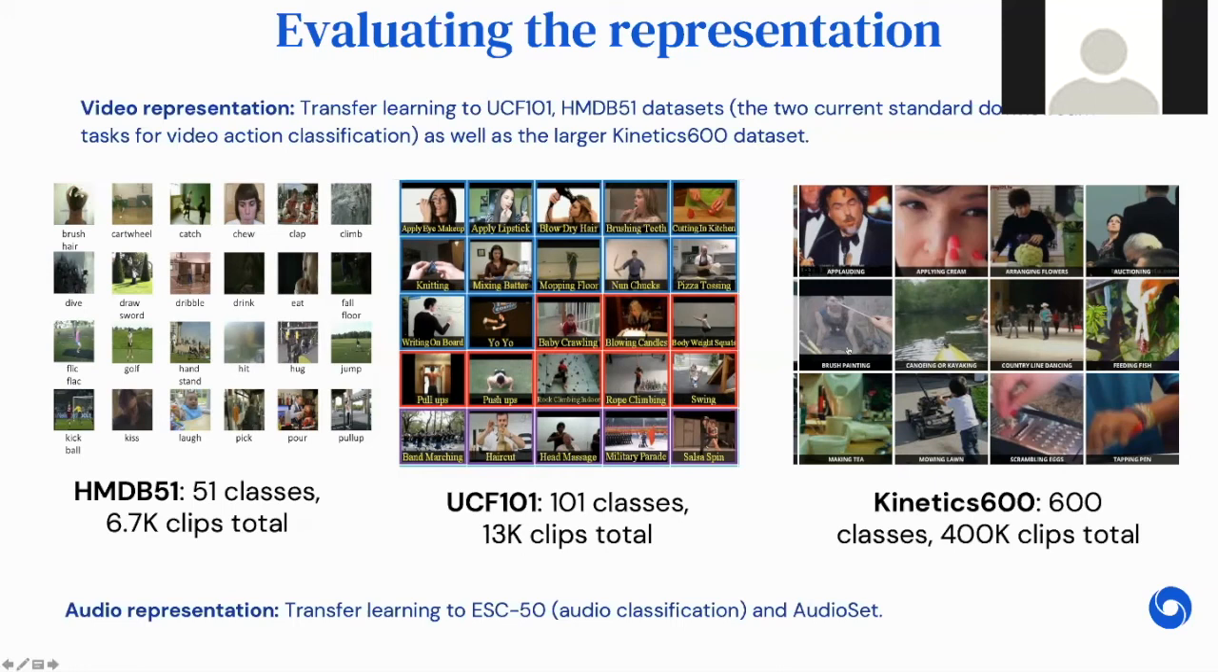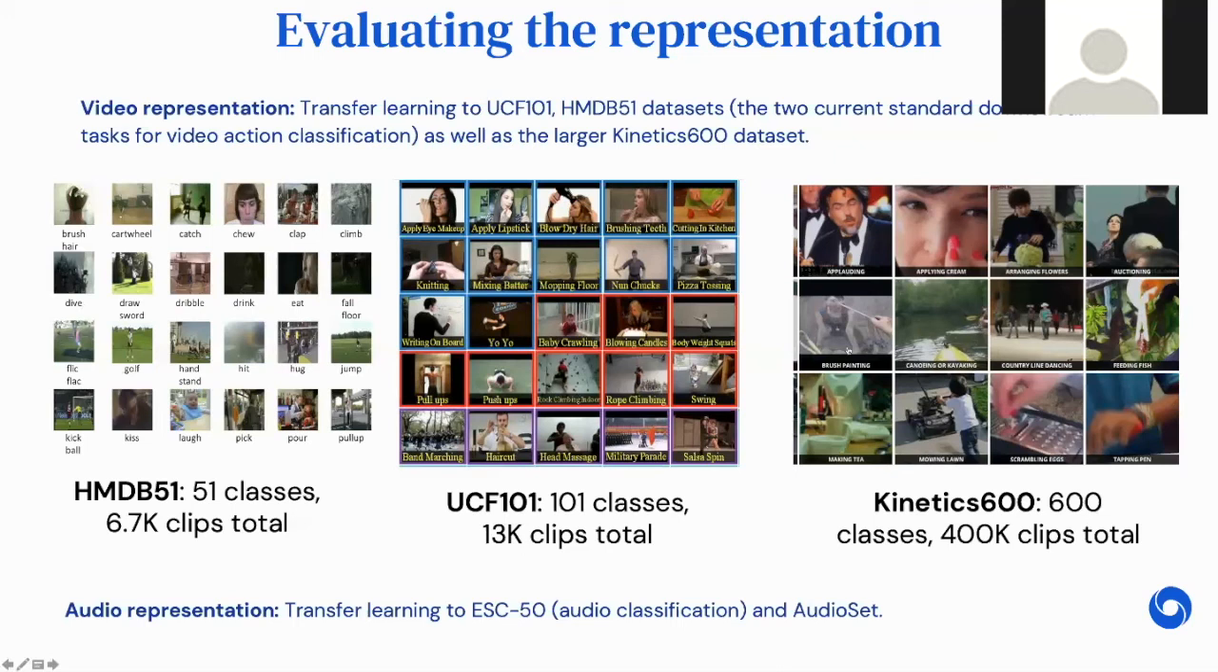Those qualitative results are nice, but of course it's important to also evaluate the representation and their quality. So again, similarly to the previous talk, we are going to look at different downstream tasks, and explore how good is our video representation and also how good is the audio representation. On the video side, we use the HMDB51 and UCF101 that I introduced before. But we also explore a more challenging benchmark, which is Kinetics-600, a larger dataset with maybe more room for improvement.